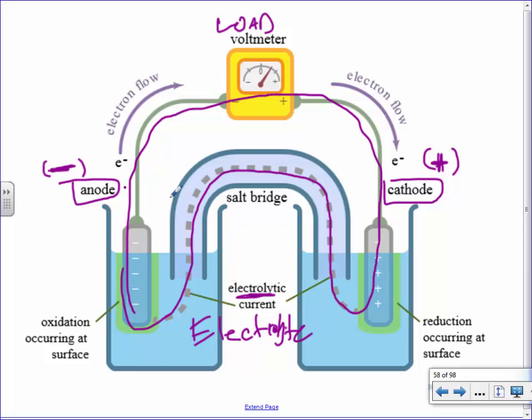But if you guys could highlight a couple of words or write them down for later, I need you to know these words. Anode is the negative side of a battery. Cathode is the positive side of the battery. And you have to have a positive and negative side in order for this to work.